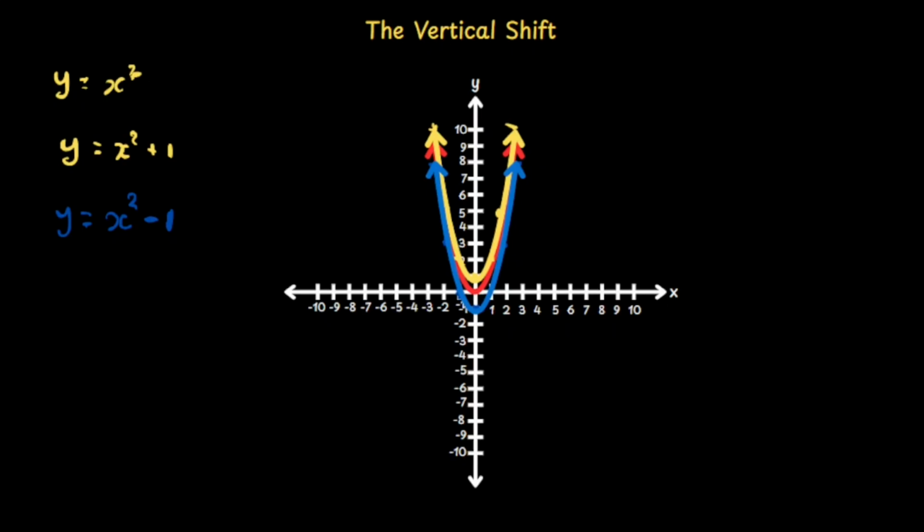For this vertical shift, there is of course a standard equation, and this standard equation would be y is equal to x squared plus q, where our q value is our y-intercept, and it also tells us how far this function has been shifted.